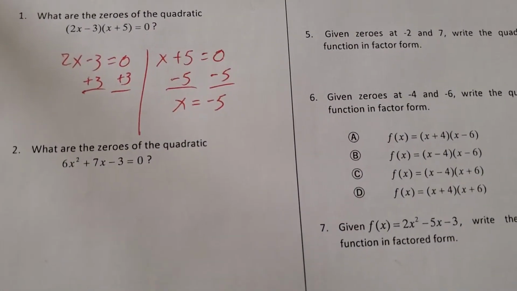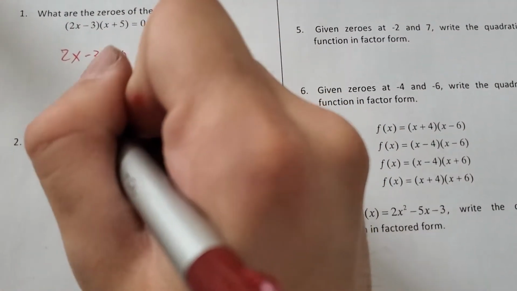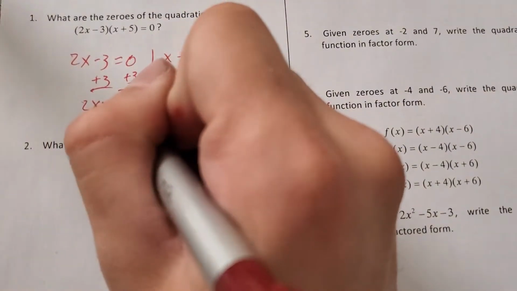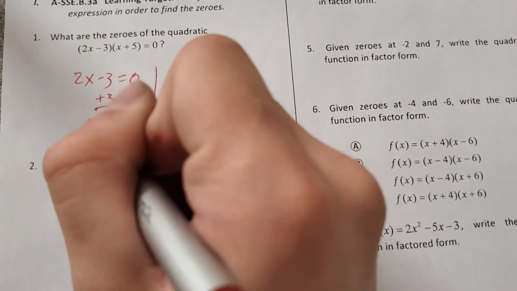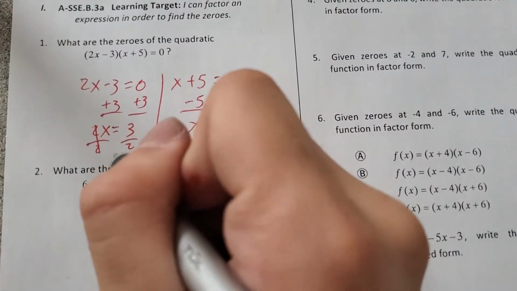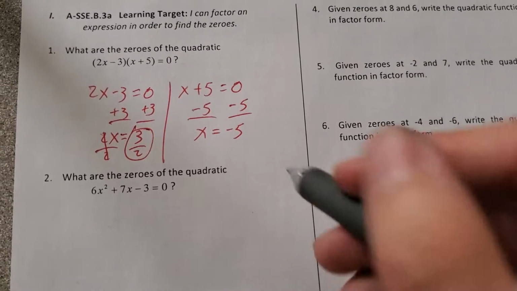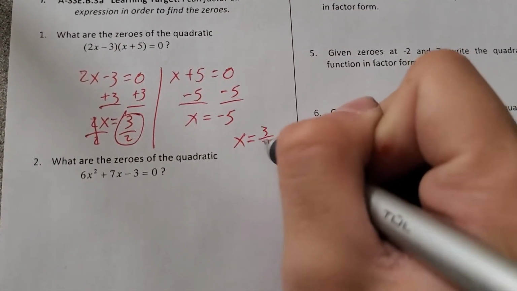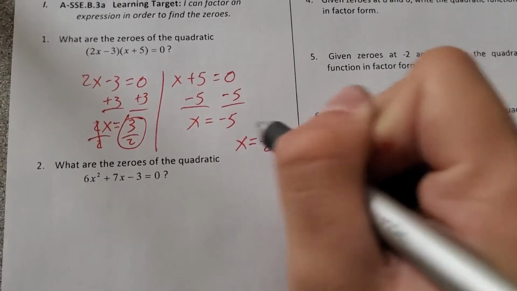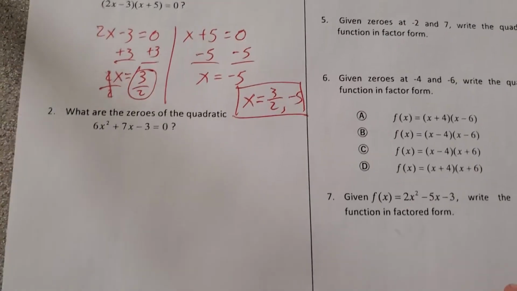The second one has an extra step, so add 3 to both sides. You get 2x equals 3. And then to leave x by itself, divide by 2. So you get x equals 3/2. So the zeros are 3/2 and -5. That's it. Those are your zeros.